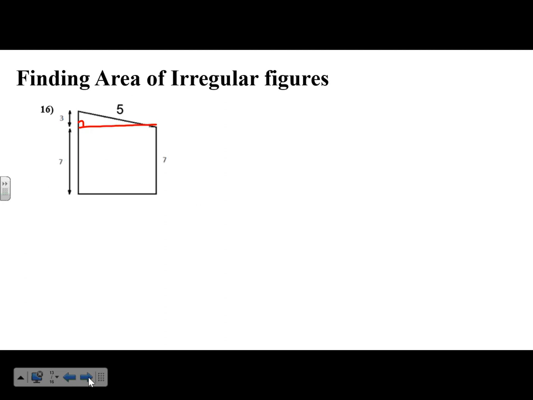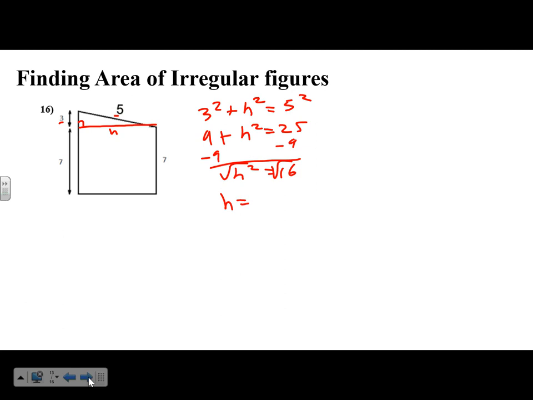So if you just look at that, we have 3 and 5. So we have a triangle with 3 squared plus h squared, if you want to call that the height, is equal to 5 squared. So it's 9 plus h squared is equal to 25. We just had this math. H squared is equal to 16. So h is equal to 4. So that is 4. That also means that this length is 4.